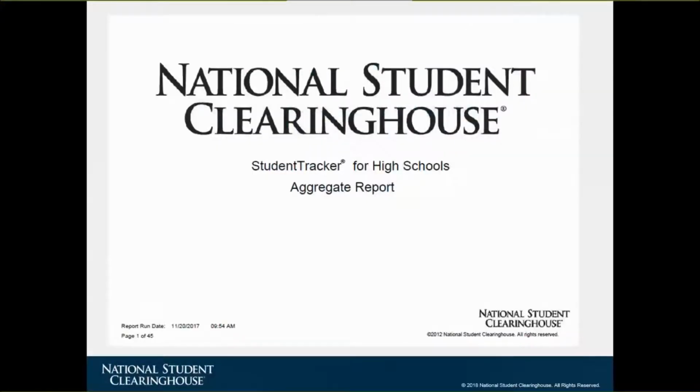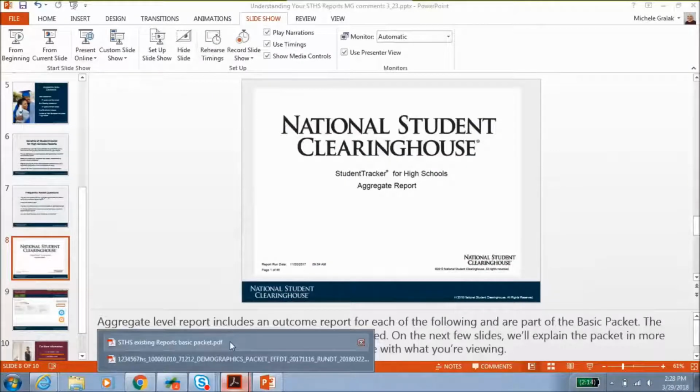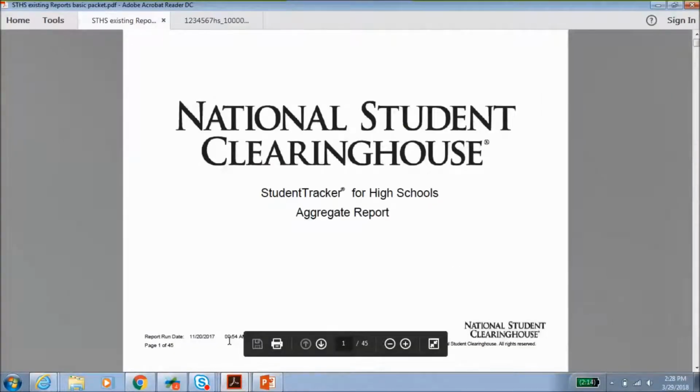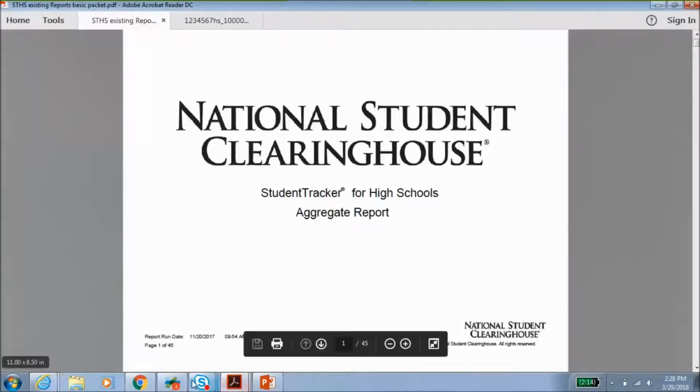All right, now I'm going to bring up the actual aggregate report packet. Let me get it here. So this is a packet, or a sample of the aggregate report that we mocked up specifically for this. So this might look familiar to you. It's just the cover page, but you'll see this one was run on 11/20 of 17, and you can see that it has 45 pages in the packet.